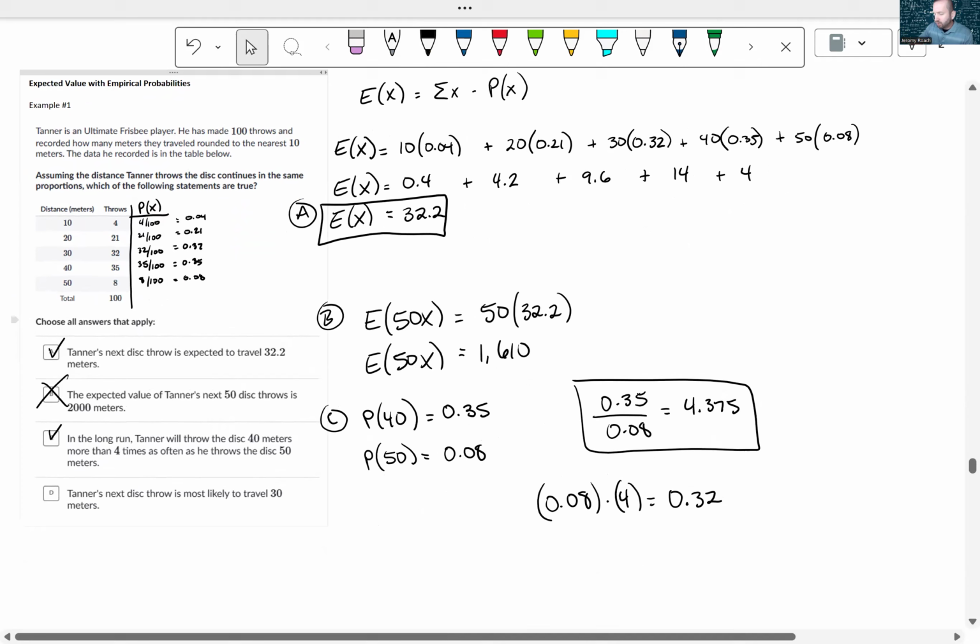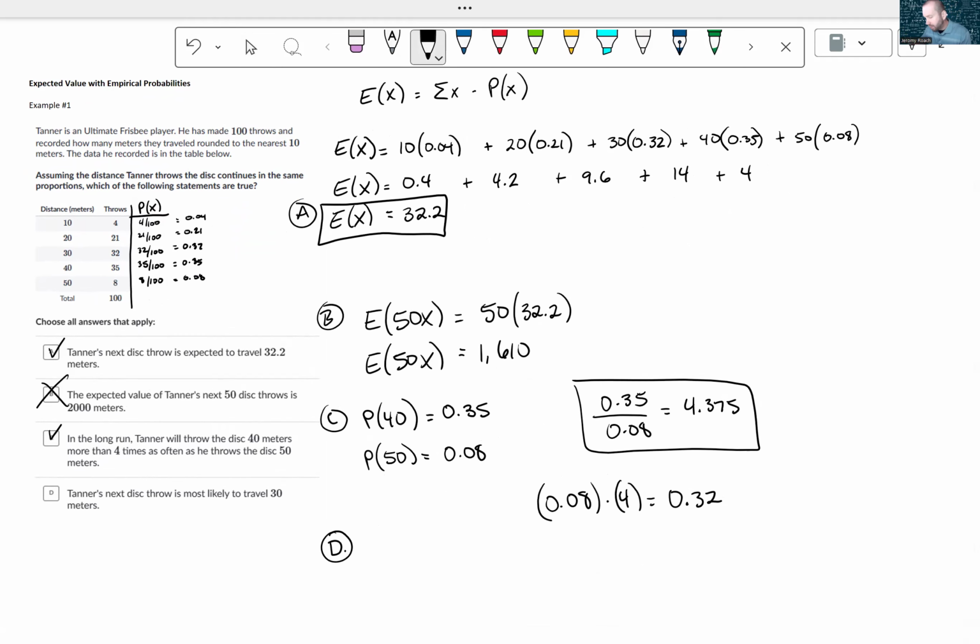Okay, kind of a lot of questions to answer on this one. Answer choice D says his next disc throw is most likely to travel 30 meters. And for one throw, we found our expected value earlier as 32.2. And if we round that down to 30, we might say that that's correct.